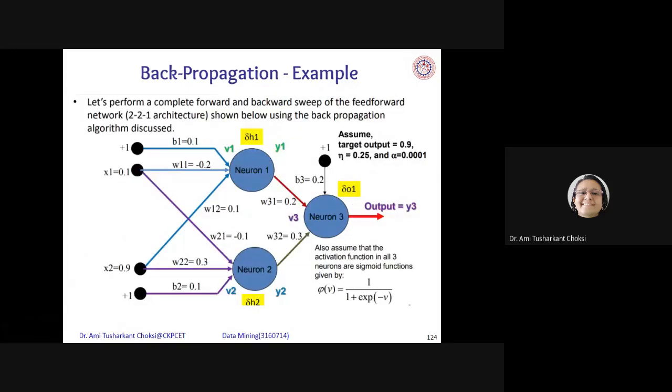Target output was that. Fine. Then what is the actual output? Actual output is coming as 0.619, and so we are taking the difference, and that is 0.281. That is the error which needs to be propagated back, and the weights are to be adjusted. Everywhere the changes will be there.